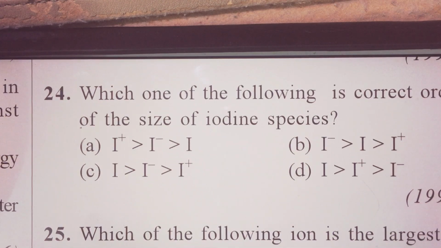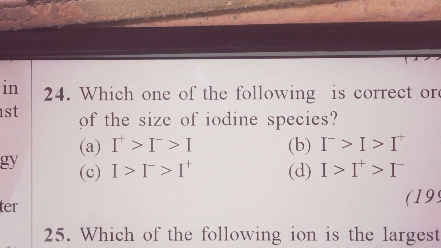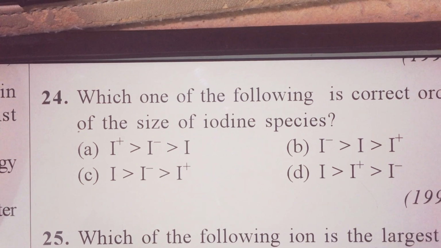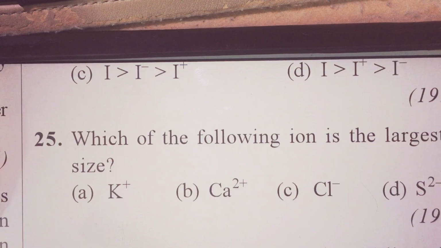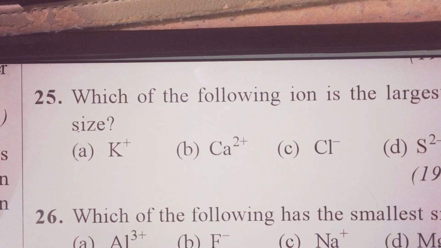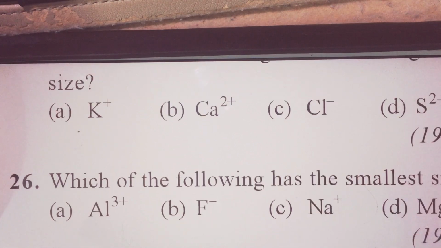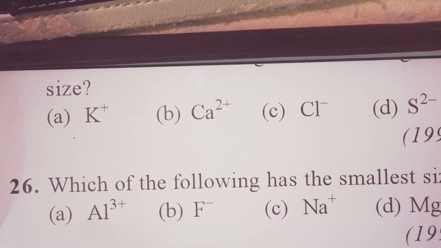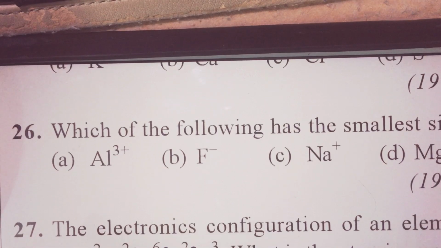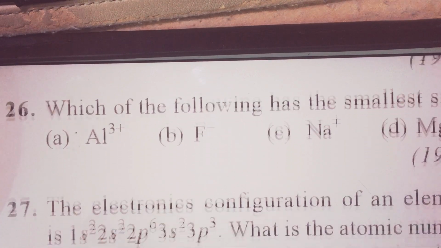Which one of the following is the correct order of the size of iodine species? Obviously, I minus is bigger than I, which is bigger than I plus. Option B. Which of the following ion is the largest in the size? S minus 2, that is D. Which of the following has the smallest size? Al plus 3. No, A option.